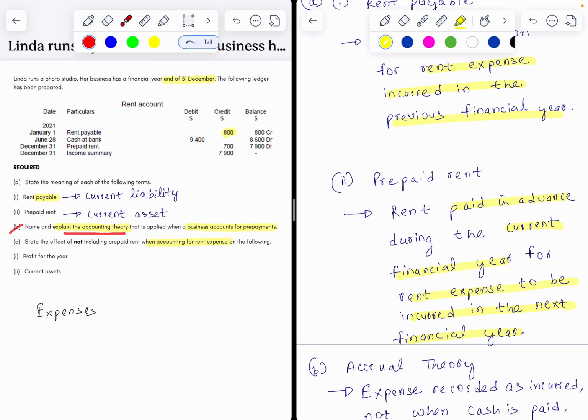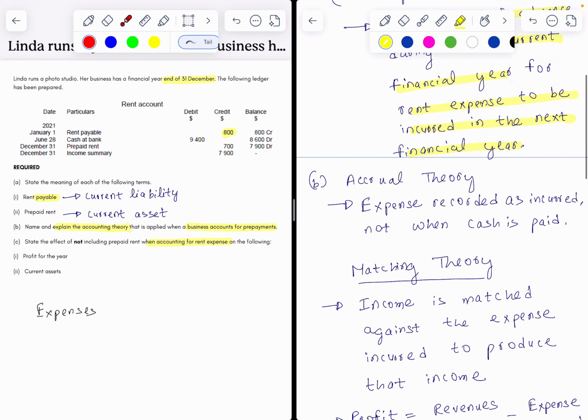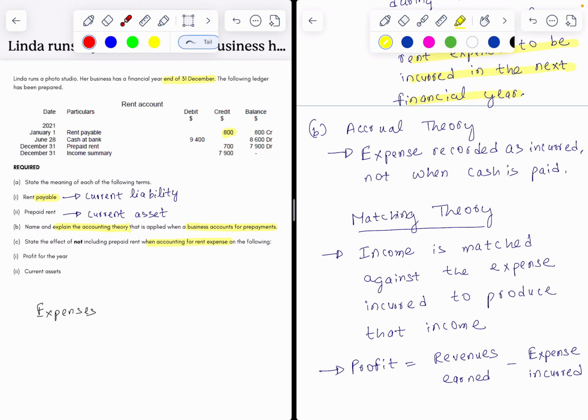Name and explain the accounting theory that is applied when a business accounts for prepayments. Now, we could talk about two accounting theories. So let's start with the accrual theory. Accrual theory simply states that revenue is recorded as we earn it, not necessarily when cash is received, and expense is recorded as we incur it, not necessarily when cash is paid.